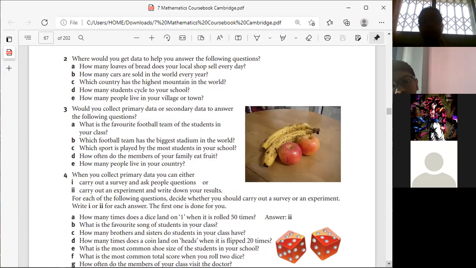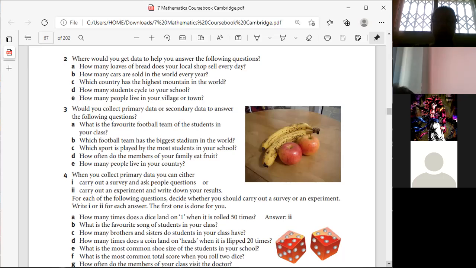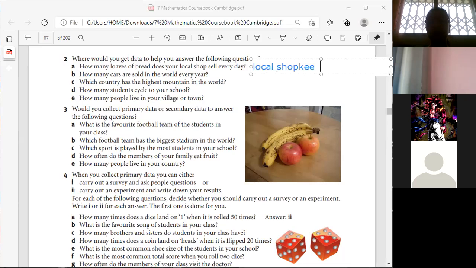We don't want the data, we want to know where we'll get the data from. Get it from the shop. Yeah, the local shopkeeper, right? I'll get it from the local shopkeeper. Yes, ma'am. So our first answer will be local shopkeeper. Okay. What do you think will be the answer for the second, Tabish?